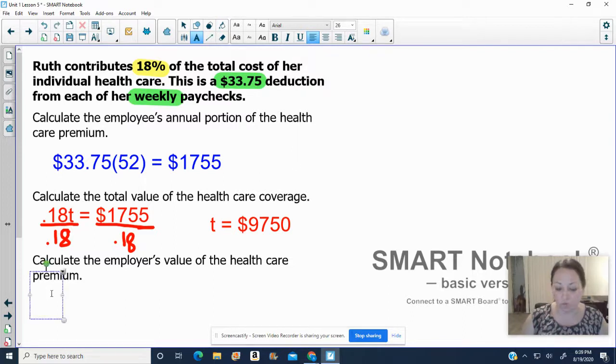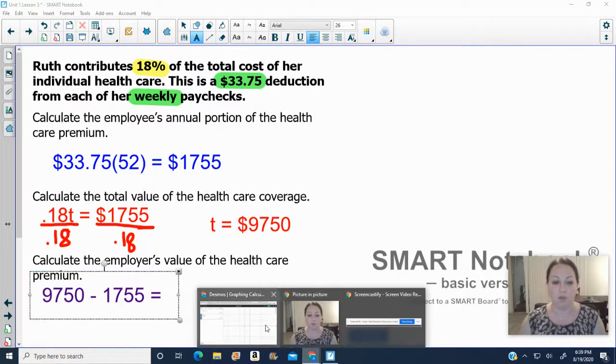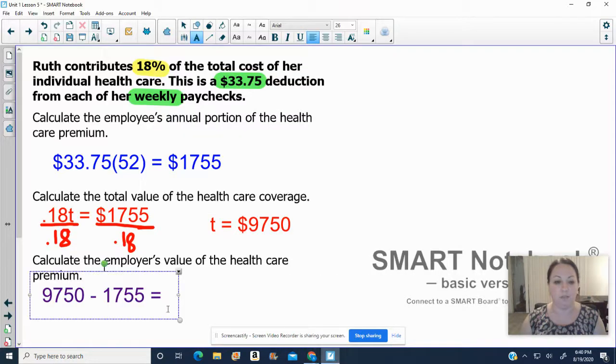So in order to solve this one, I'm going to take $9,750, which is my total, and I'm going to subtract what Ruth is paying, which was $1,755, and that is going to be the amount that the employer pays. So again, I'm going to head over to Desmos. I get 9750 minus 1755. That means that the employer, the job, is actually picking up $7,995 of that healthcare premium.